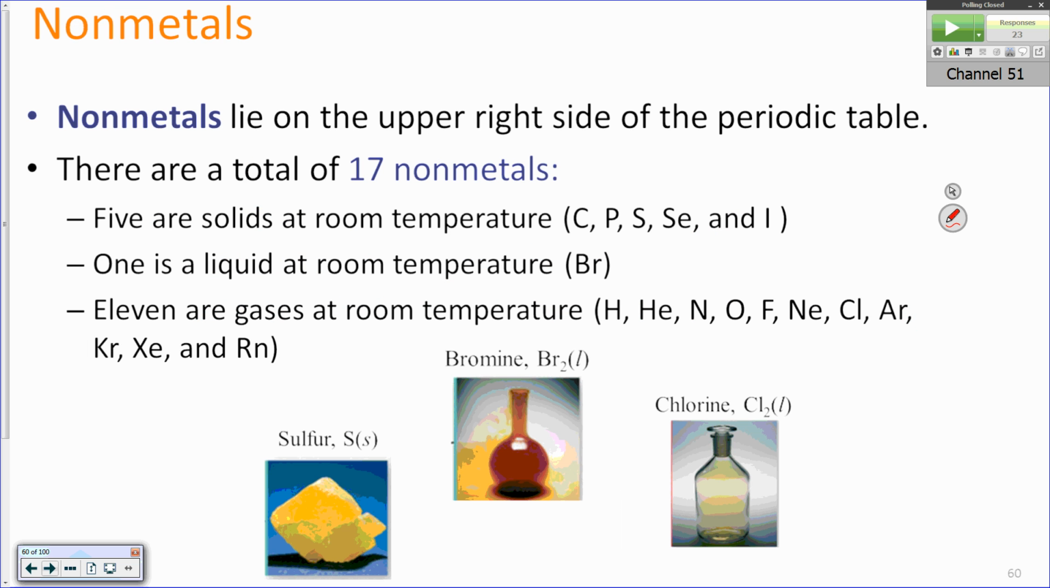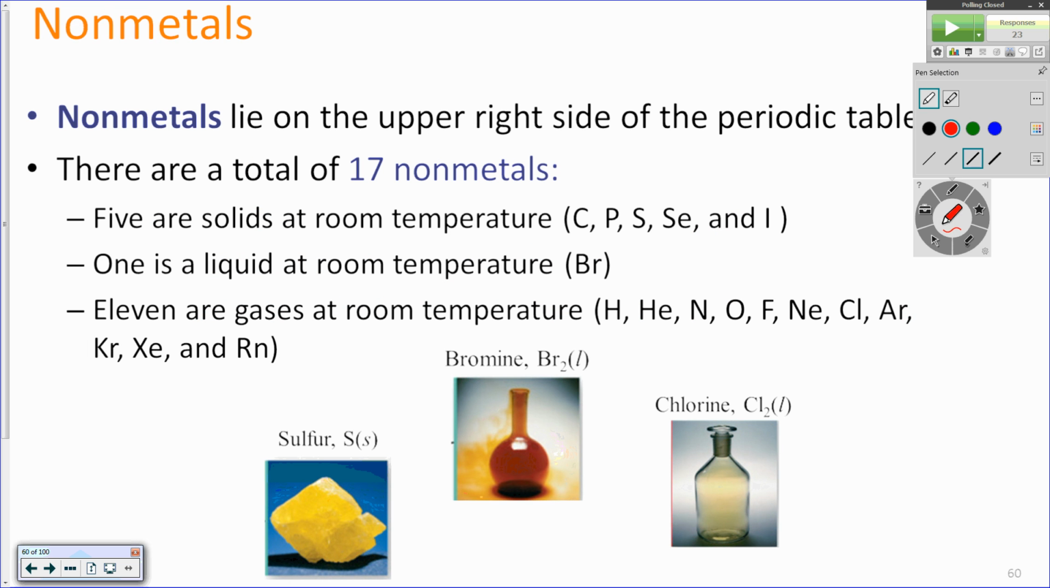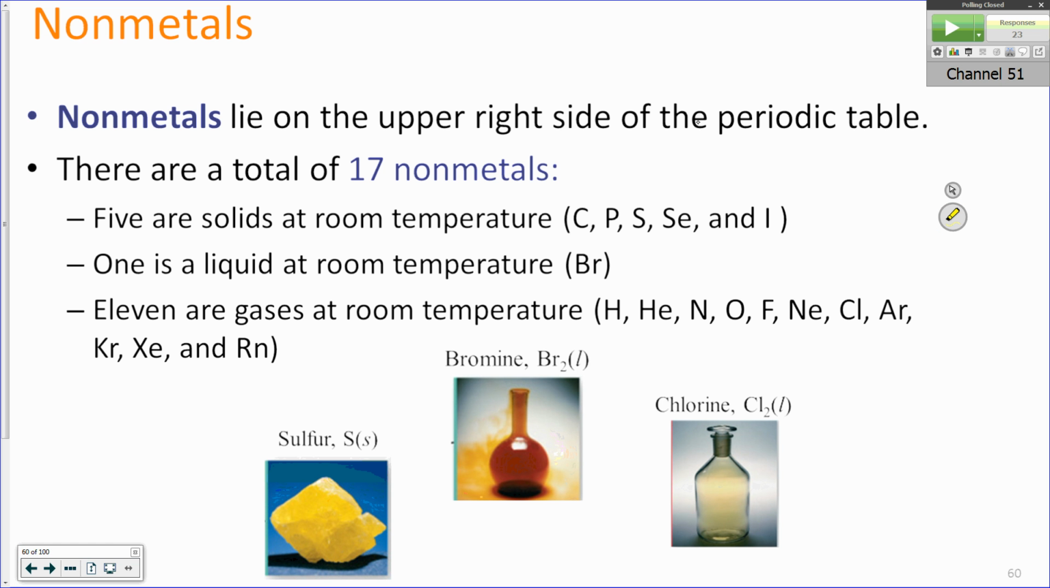Nonmetals are on the other side of the periodic table, in the upper right-hand corner. There are a total of 17 nonmetals. Five of them are solids at room temperature. One is a liquid at room temperature, that's bromine. And 11 are gases at room temperature: helium, hydrogen, nitrogen, oxygen, neon, chlorine, argon, krypton, xenon, and radon. So we've got solids, liquids, and gases all represented among the nonmetals.